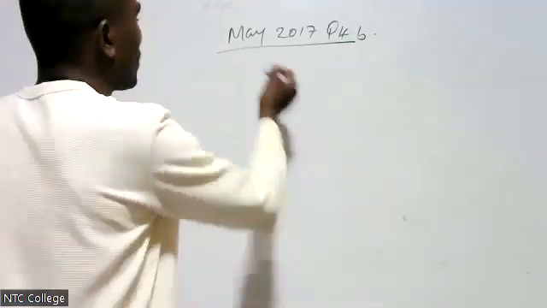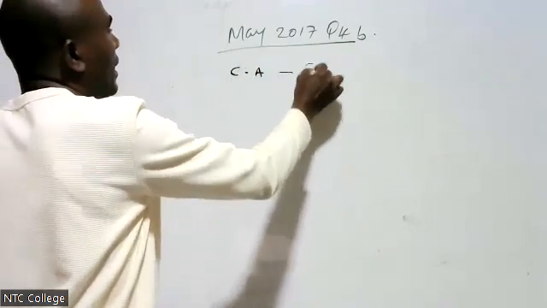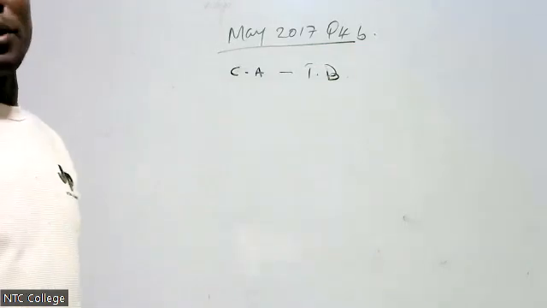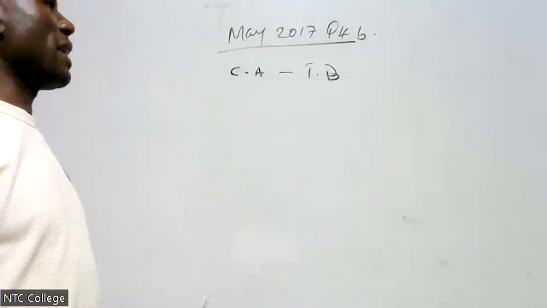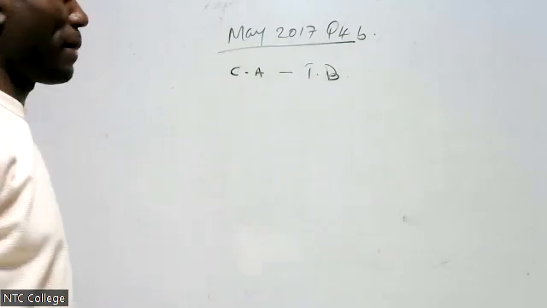You are required to determine what we call the carrying amount of an asset and the tax base of an asset. Carrying amount is the book value, and tax base is the amount that is attributable for tax purpose.